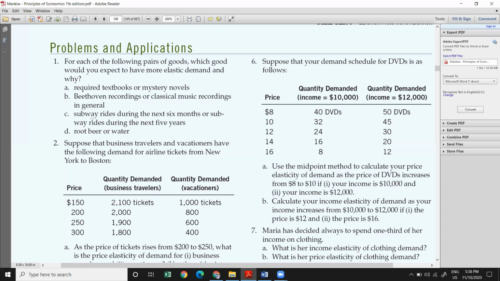Starting with part A, required textbooks and mystery novels. Mystery novels have more elastic demand than required textbooks because mystery novels have some close substitutes, and they are considered to be a luxury product. Compared to the required textbooks that you're using in the schools, they're kind of necessity products with no close substitutes. So it's required, you have to take. There is no other than this book. This is what you need to take.